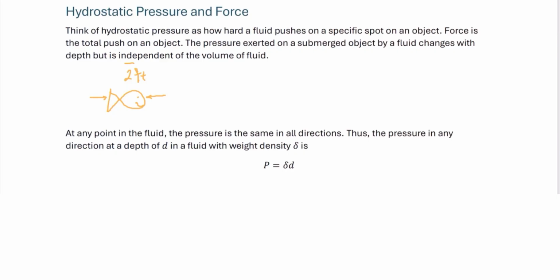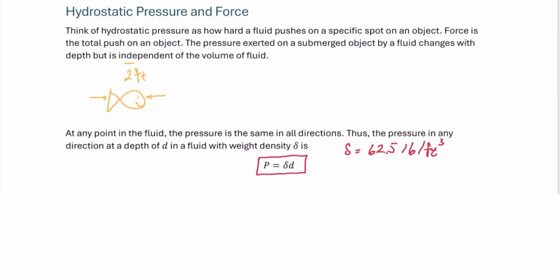We can use this idea to say that pressure in any direction at a depth of d in a fluid with weight density delta is given by this equation. Pressure equals delta times d. Delta, we will typically be using the weight density of water, which is 62.5 pounds per cubic foot, unless we're otherwise told. Now, this is not always a straightforward problem because pressure changes, it's not constant.